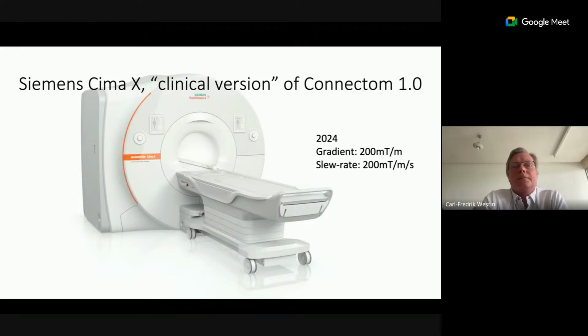There is actually a clinical version of this Connecton 1 that was released. I think the first one was installed in mid 2023, and some are now being installed in 2024. It's not exactly the same: it's 200 millitesla instead of 300 millitesla, but it's very close to the Connecton scanner, and it has slightly less power requirement, but it still needs a lot of power.